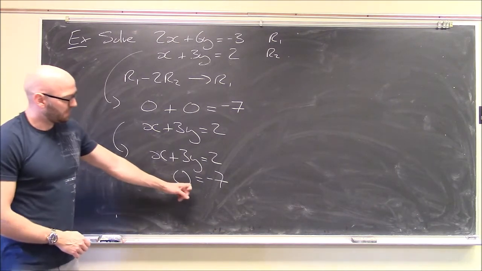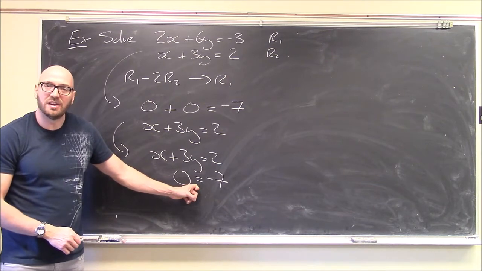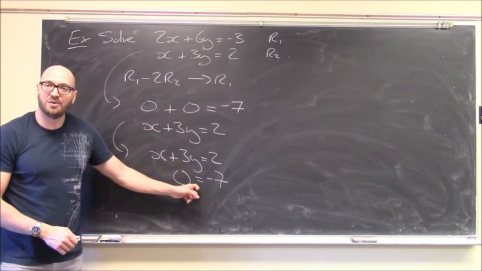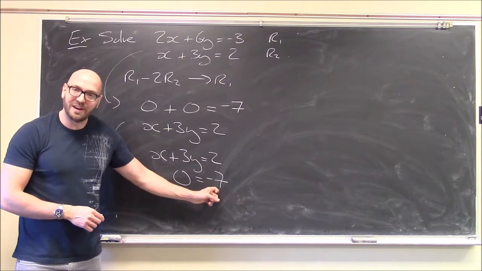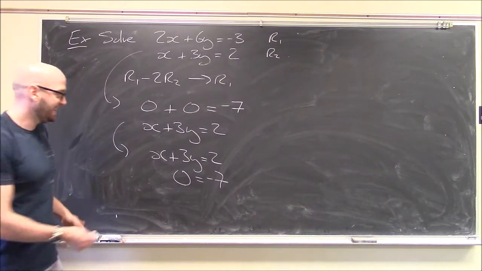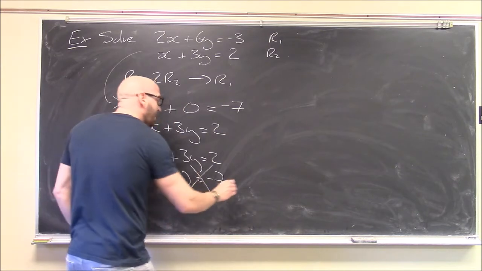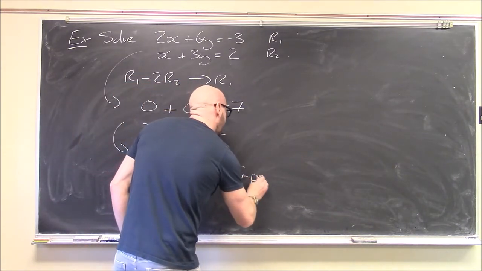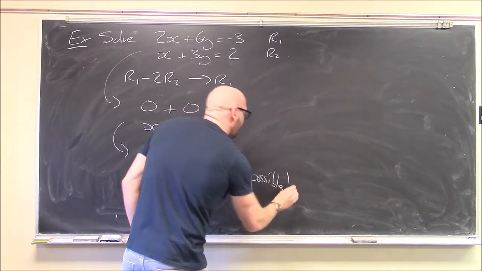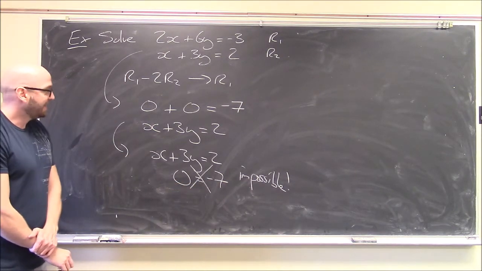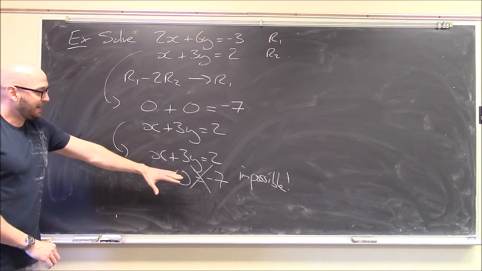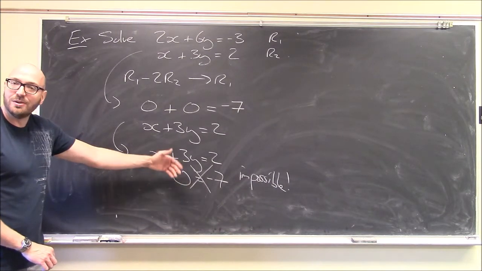Well, look at this second equation here. 0 equals minus 7. For what values of x and y is that ever true? For what values of x and y does 0 ever equal negative 7? And the answer is it never does, right? That's impossible. That's an inconsistent statement. So the answer is that, in fact, this system has no solutions.